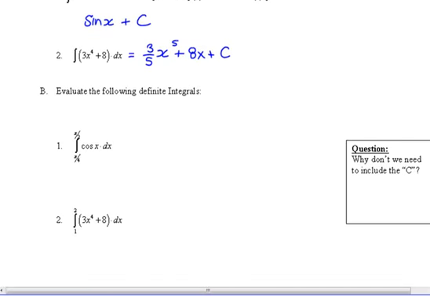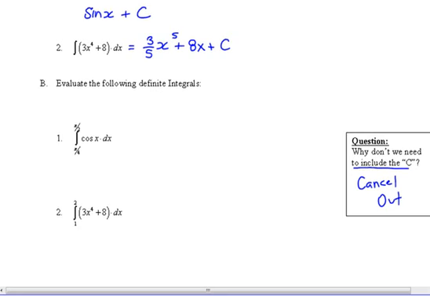Okay, so in a definite integral, why do we not need to include plus c? They cancel out. So it's just teaching you a new notation. Hooray. So that's nice, right? Shouldn't be stressful.